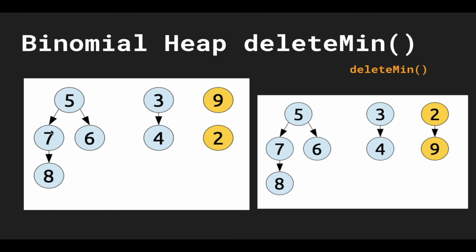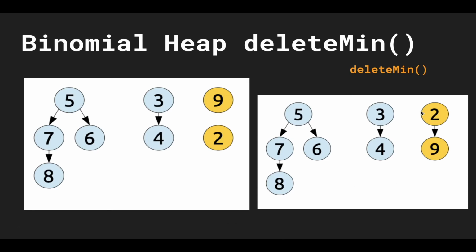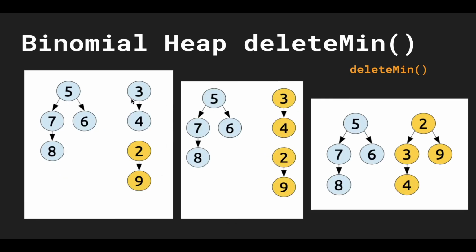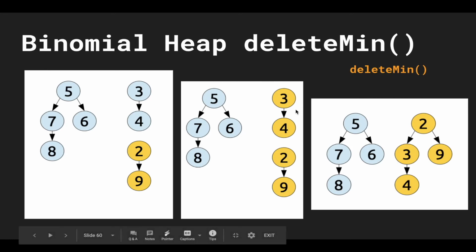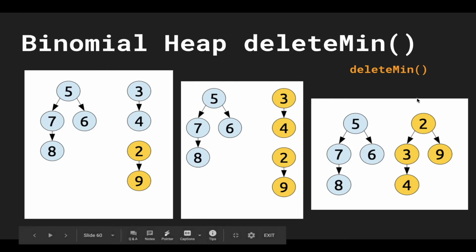So performing the consolidation, we see that we have 2 trees of degree 0, so we're going to link them together, and 2 is going to become the new root because it's less than 9, and this is a min binomial heap. We now see that we have 2 trees of degree 1, so we link them together. 2 is going to be the new root because 2 is less than 3, and we link them together to form a tree of degree 2.